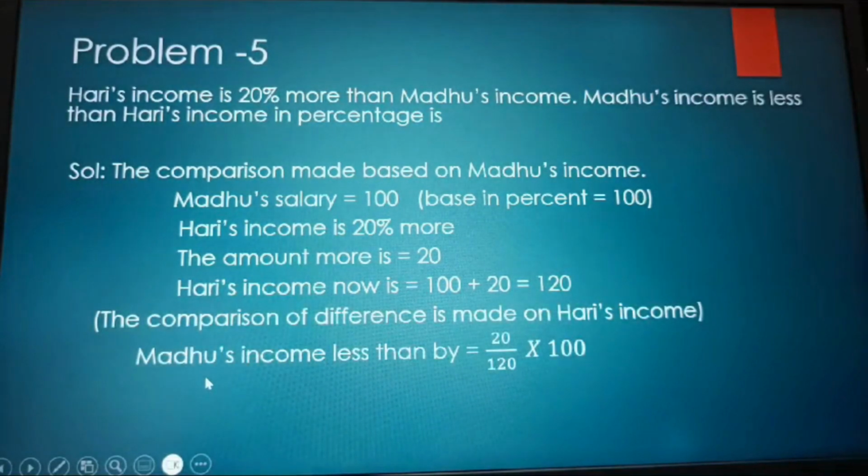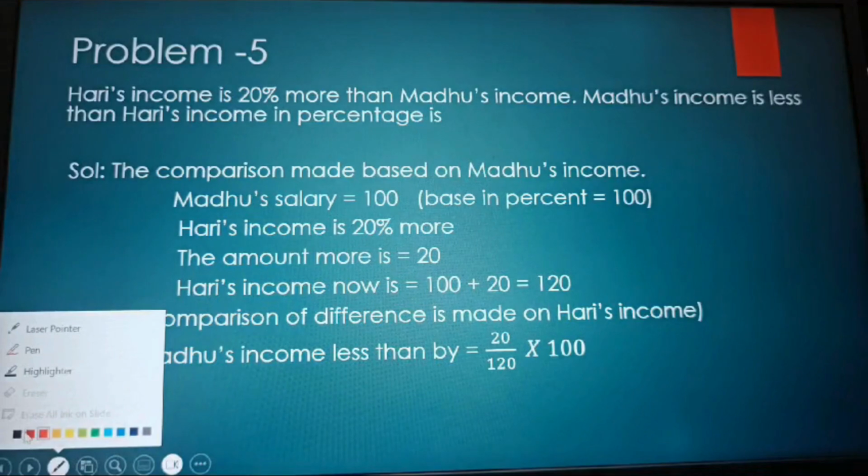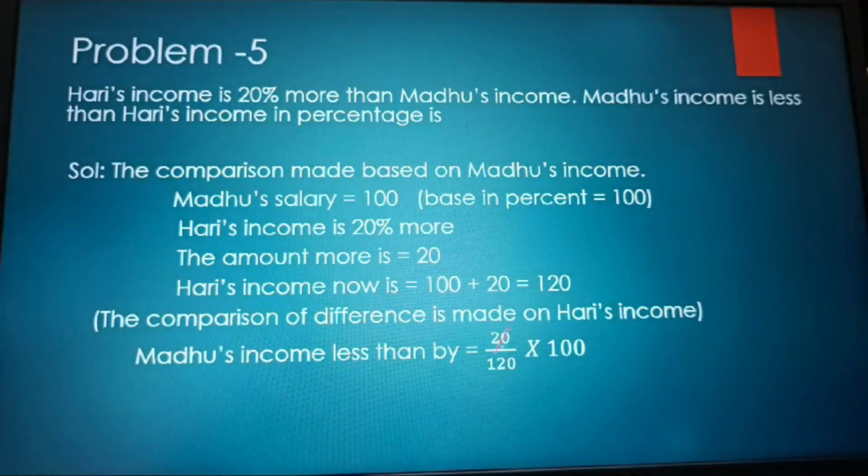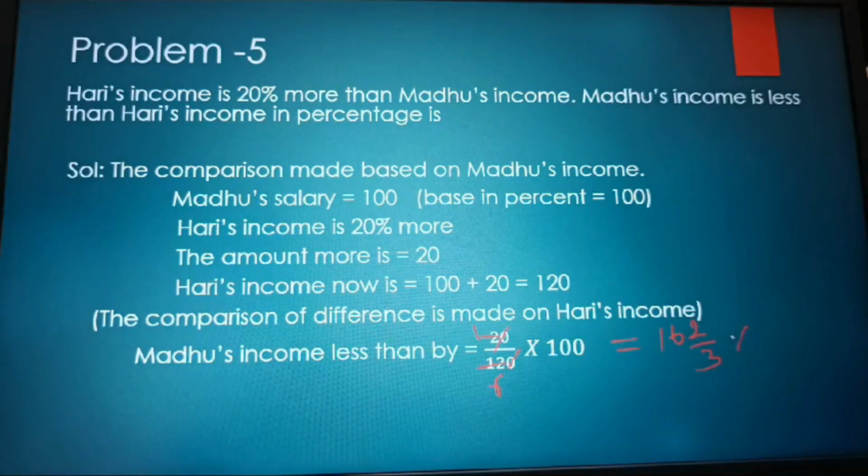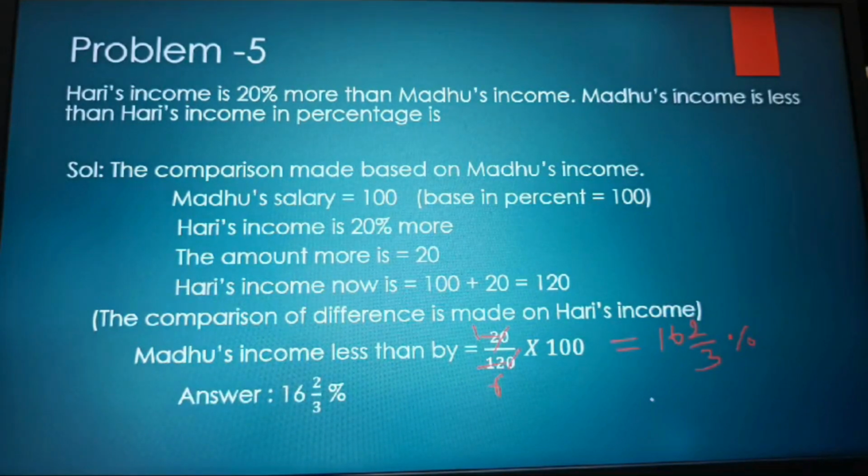So now Madhu's income is less by 20 by 120 into 100. So now it can be calculated. 0 and 0 cancel, 6 1s are 6, 2 6s are 12. So it is 1 by 6. So 1 by 6 can be expressed in terms of percentage as 16 2 by 3%, as we discussed already in the equivalent fractions. So your answer is 16 2 by 3.